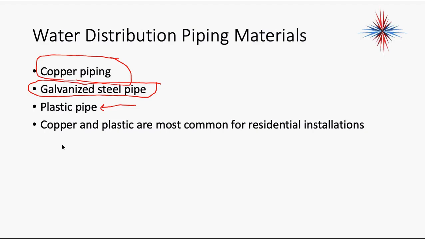Copper and plastics are the most common for residential installs. Quite frankly, from Virginia south, you're going to see more PVC being used than anything else. From Virginia north, you're going to see more copper being used. It's just the way they did it, but again, it's copper and plastic.